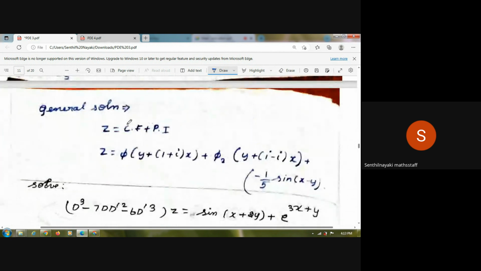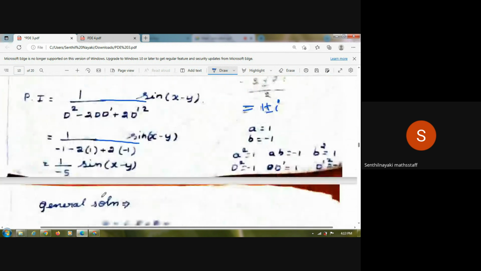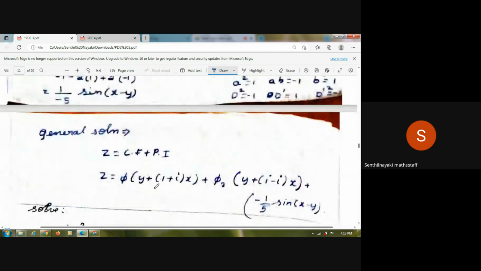This is the particular integral. Therefore the general solution is CF plus PI. So we add the complementary function and the particular integral, then we get the general solution.